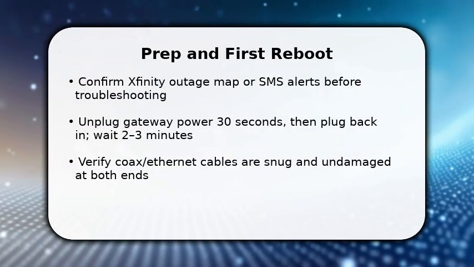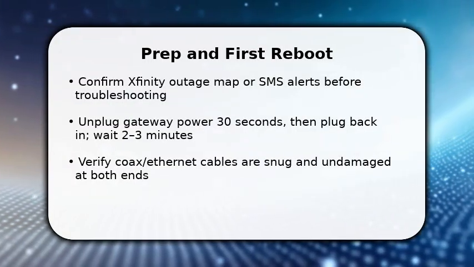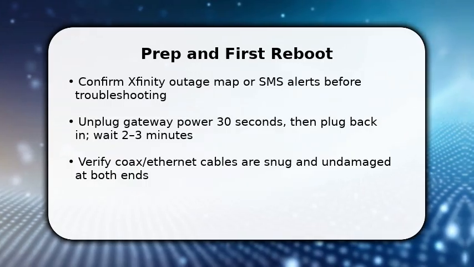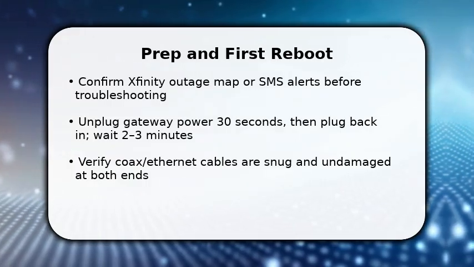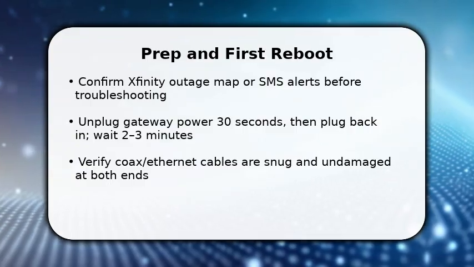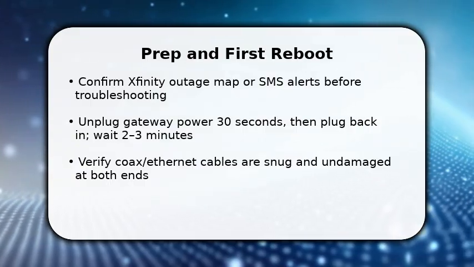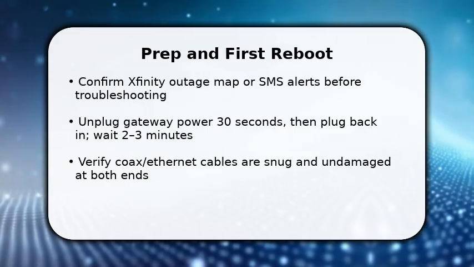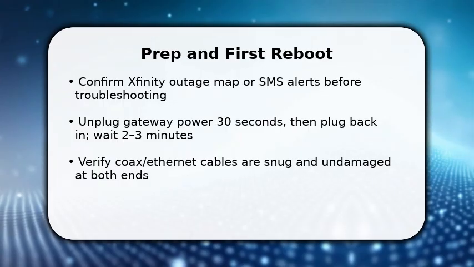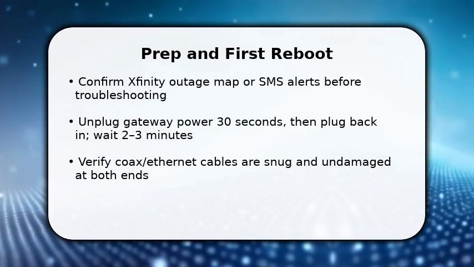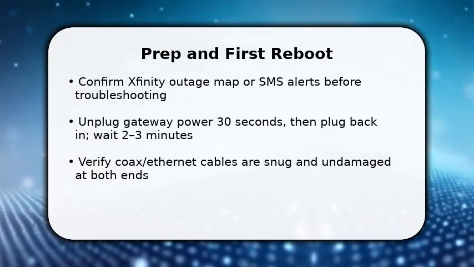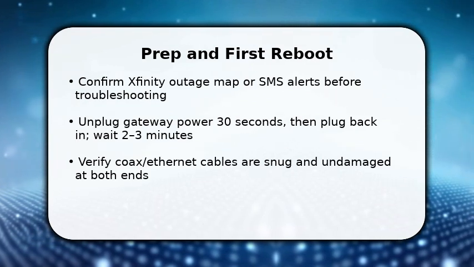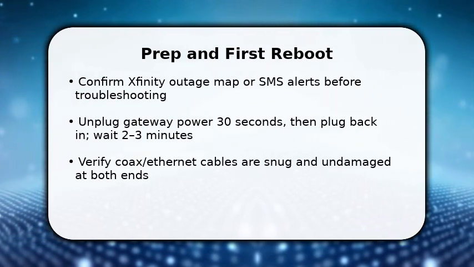You start by confirming there isn't a wider Xfinity outage. Do that first so you don't chase local fixes unnecessarily. Once confirmed, power cycle the gateway. Unplug the power, wait 30 seconds, then reconnect and allow 2 to 3 minutes to reboot fully. While it reboots, inspect the coax and Ethernet cables for loose fittings or kinks and make sure wall connectors are tight. These quick actions often restore service because they clear temporary faults and re-establish upstream provisioning.